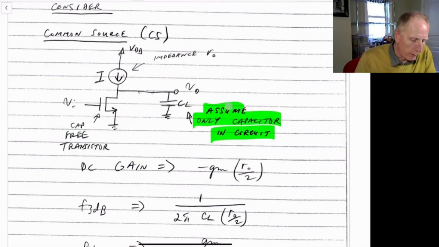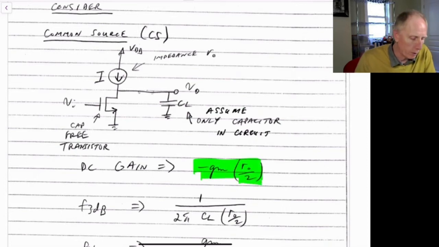So in this case, what we know is that the DC gain for this is going to be minus gm times R naught divided by 2, where we're assuming that the impedance looking into our transistor here is R naught, and the impedance looking up into this current source is also R naught. So it's R naught looking down and R naught looking up. That means our total impedance looking into the output node is R naught divided by 2. That's given by this value here, multiplied by the gm of this transistor, so that becomes our DC gain.